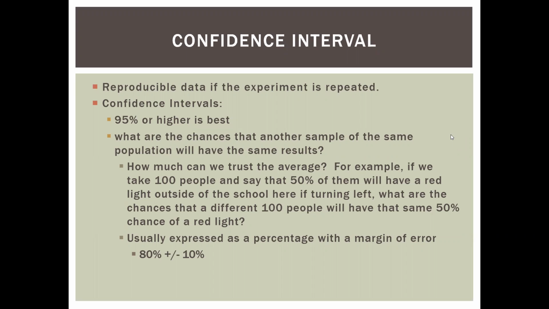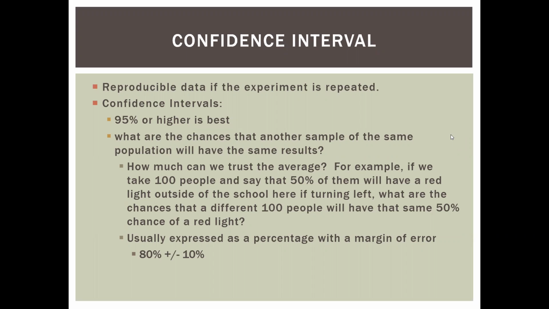What are the chances that another sample of the same population will have the same results? How much can we trust the average? For example, if we take 100 people and say that 50% of them will have a red light outside of the school when turning left, what are the chances that a different 100 people will have that same 50% chance of a red light?